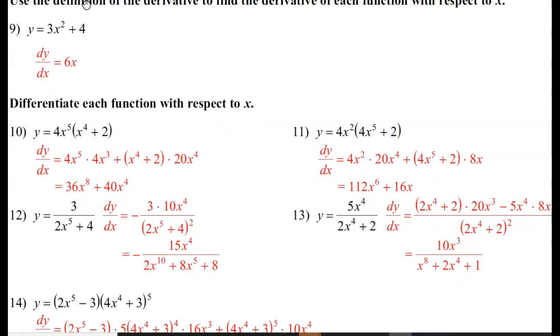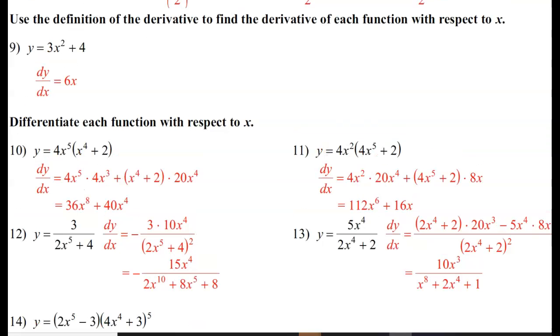Okay, so we have left 9 up there. 9 basically just said use the definition of the derivative. So again, make sure that if I ask you for the definition of the derivative, you're using the limit as h approaches 0. So number 9, you need to use the limit as h approaches 0 of f of x plus h minus f of x all over h.